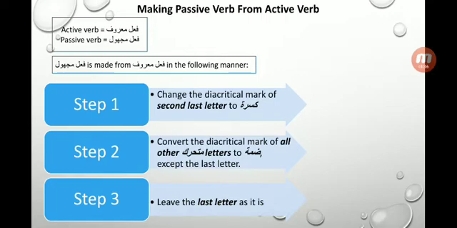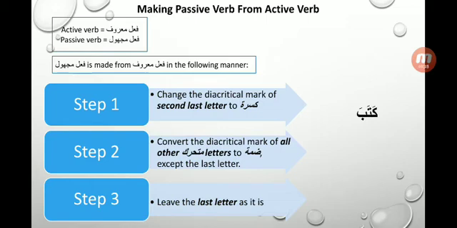For fi'l mazi, the rule of making fi'l majhul is that we take the word from fi'l ma'ruf and we change the diacritical mark of the second last letter to kasra. This is step 1. Then step 2 is that we convert the diacritical mark of all other mutaharrik letters to zamma except the last letter. So we first change the second last letter, and then all other letters except the last letter to zamma, and we leave the last letter as it is.